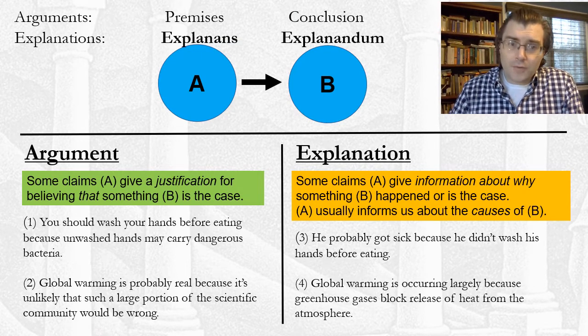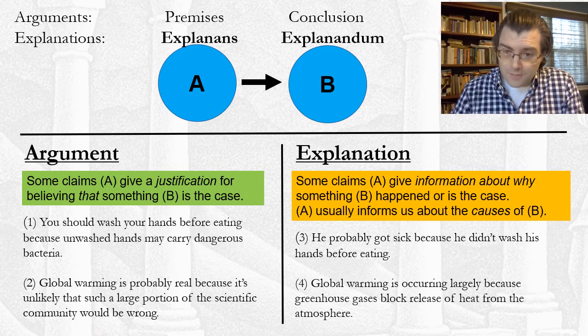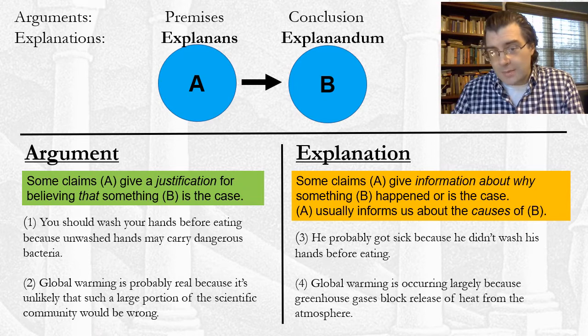The A part of an argument, we already know, is called the premises of the argument, and the B part of an argument is called its conclusion. We have terminology that we can also use for describing the A part and the B part of explanations. We call the A part the explanans. This is basically whatever is provided as an explanation, whatever does the explaining. And the B part, the explanandum, is the thing explained, or the thing that is explained by the A part.